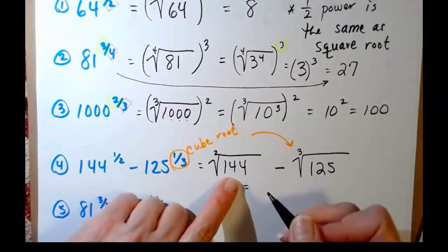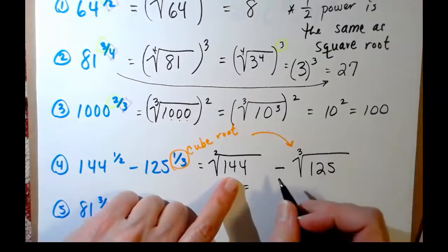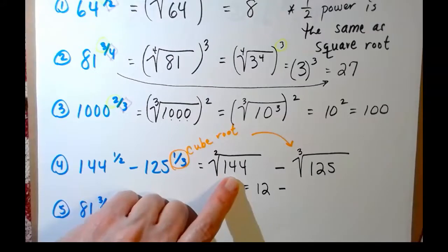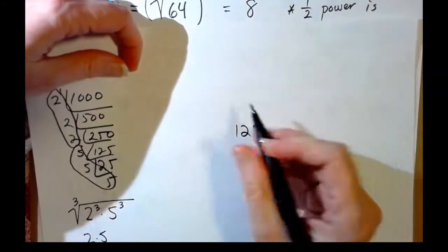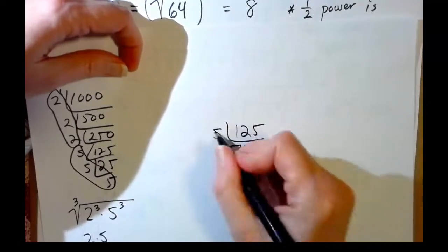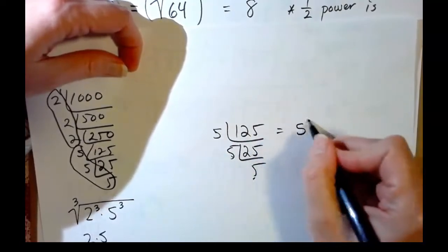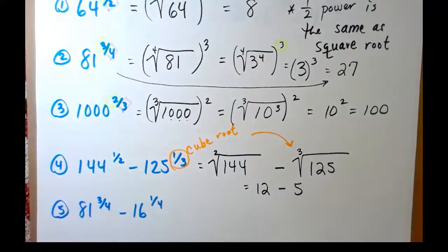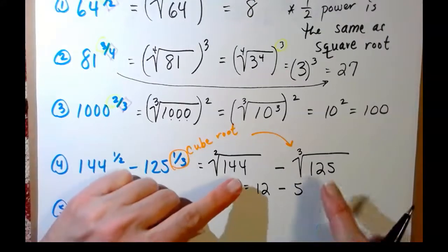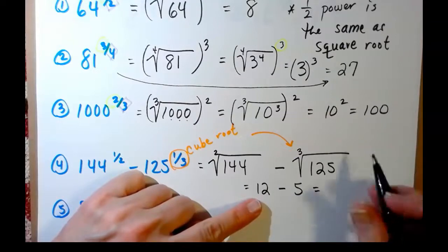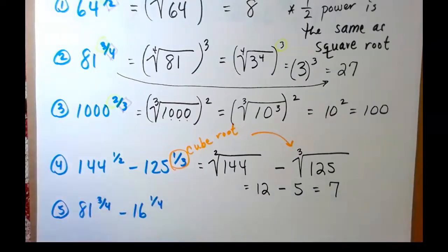The square root of 144, 144 is a perfect square, its square root is 12. The cube root of 125, 125 is a perfect cube. We've seen that one several times. 125 divided by 5 is 25 divided by 5 is 5. 1, 2, 3. 125 is 5 to the third. So the cube root of 125 is 5. We're following order of operations, so we're performing the grouping symbols first. Then we will subtract. 12 minus 5 is 7.